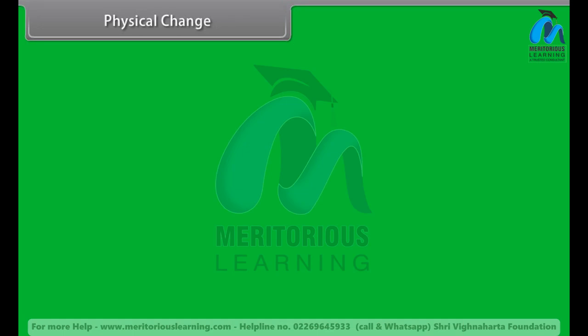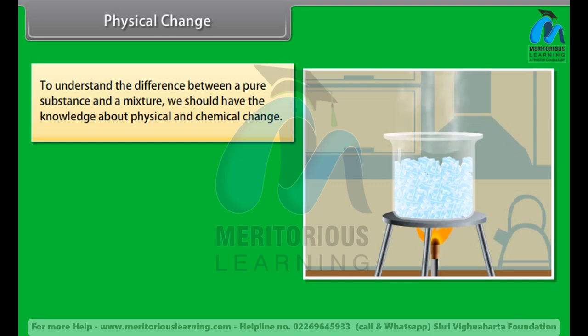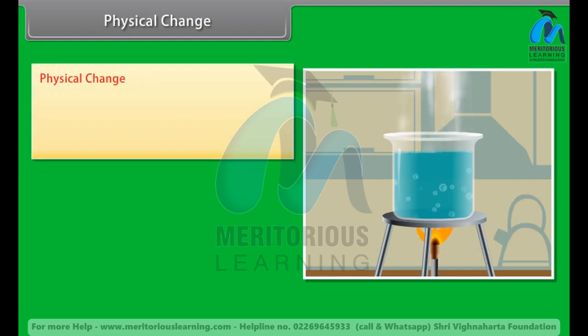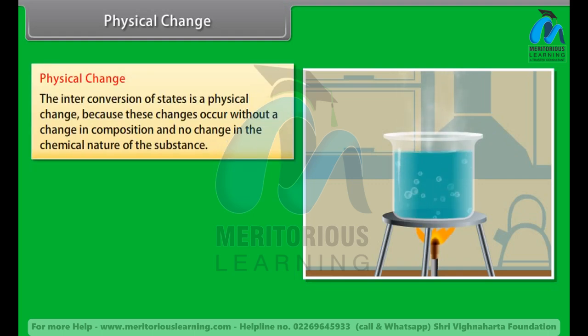Physical change: to understand the difference between a pure substance and a mixture, we should have the knowledge about physical and chemical change. Color, hardness, rigidity, fluidity, density, melting point, boiling point, etc. are the physical properties. Physical change: the interconversion of states is a physical change because these changes occur without a change in composition and no change in the chemical nature of the substance.